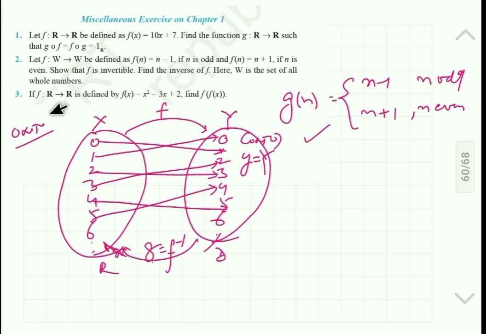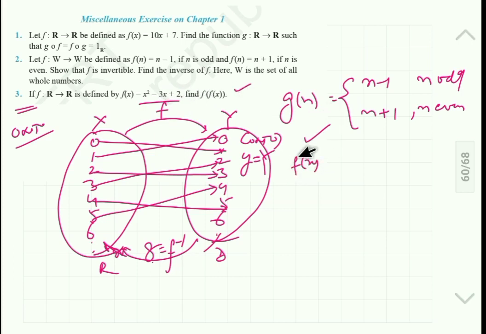Now let us come to question number 3. If a function from R to R is defined as f(x) is equal to x square minus 3x plus 2, find f of f(x). So this is relatively easy, correct? We have to find out f of f(x). So let us do it.